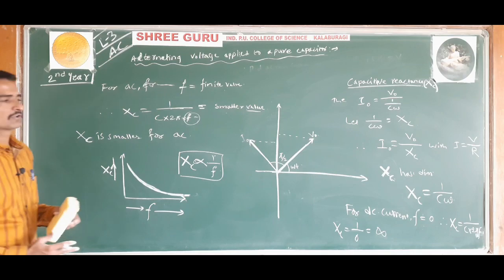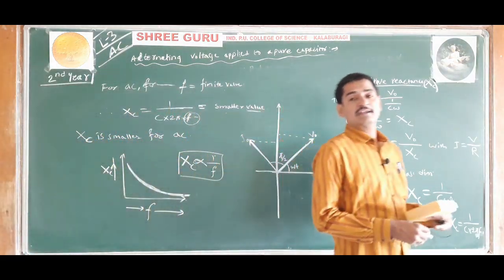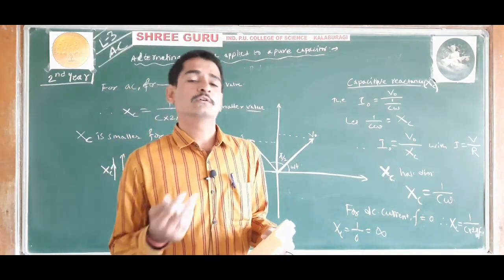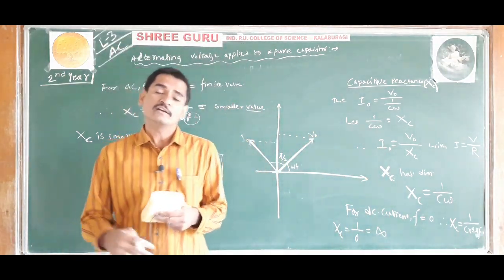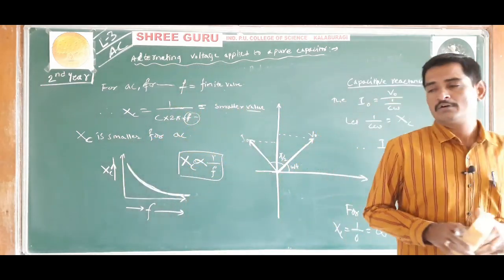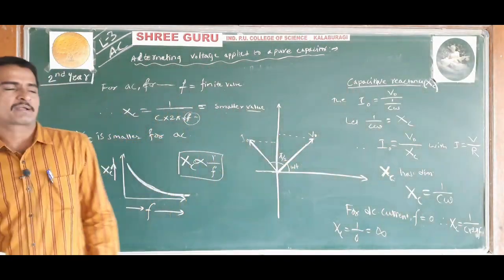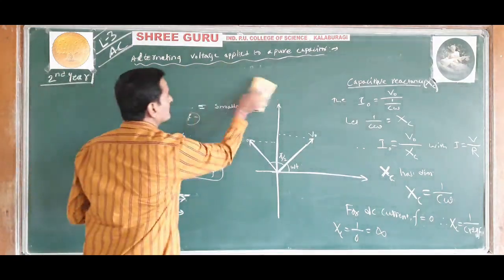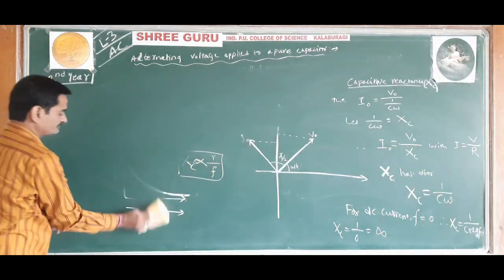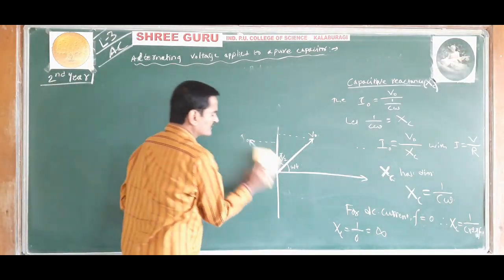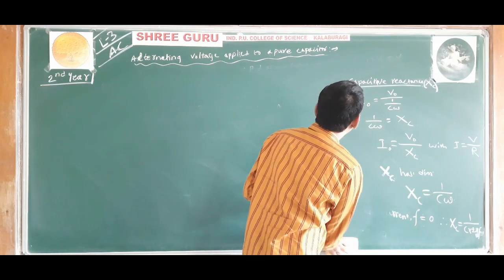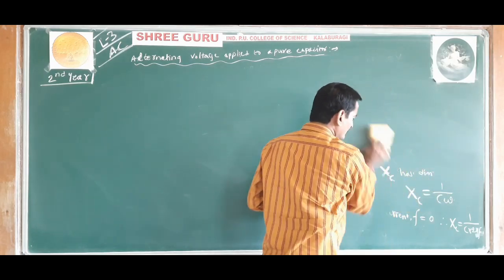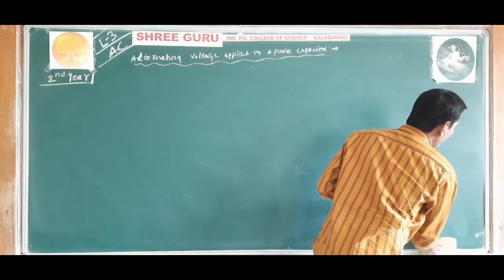Understood? Okay. In the inductor it will be the reverse. The inductor does not allow the AC current to flow, while the inductor will allow the DC current to flow. We have to understand that properly. So this is about alternating voltage applied to a pure capacitor. In all these three derivations we have understood alternating voltage applied to a resistor, to an inductor, and to a capacitor.